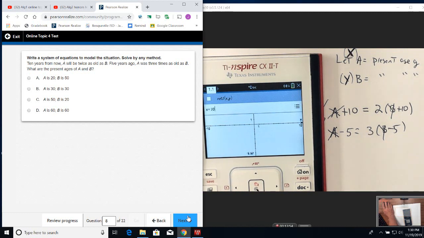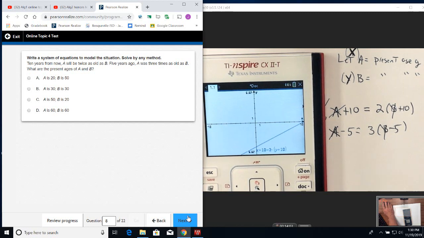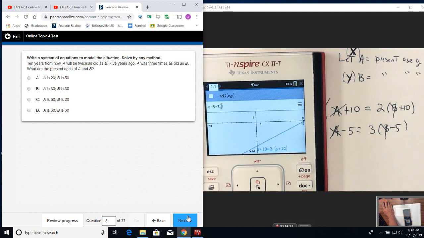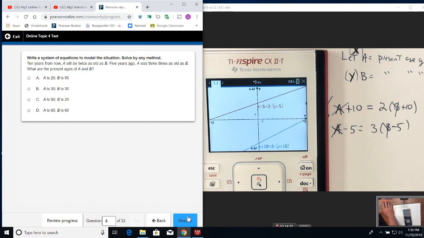X plus 10 equals 2 times what in parentheses? Y plus 10. There's that one. And let's graph the other one. My age minus 5, so I go to tab, and that would be X minus 5 is equal to 3 times your age 5 years ago. So that would be 3 times your age, which is Y, minus 5. You can graph those and see where they cross.